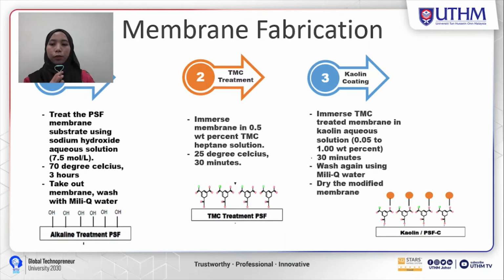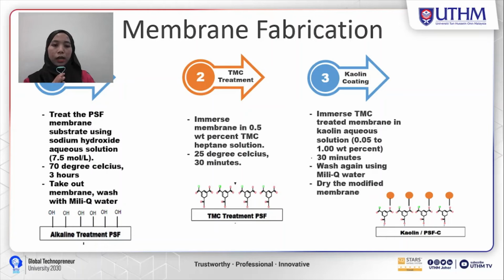The first one, we will treat the polysulfone membrane substrate using sodium hydroxide aqueous solution with a concentration of 7.5 mol per liter. The condition is 70 degrees Celsius for 3 hours. Then, take out the membrane and wash with molecular water. For the trimesoyl chloride treatment, immerse the membrane in 0.5 weight percent trimesoyl chloride heptane solution. The condition is 25 degrees Celsius for 30 minutes.